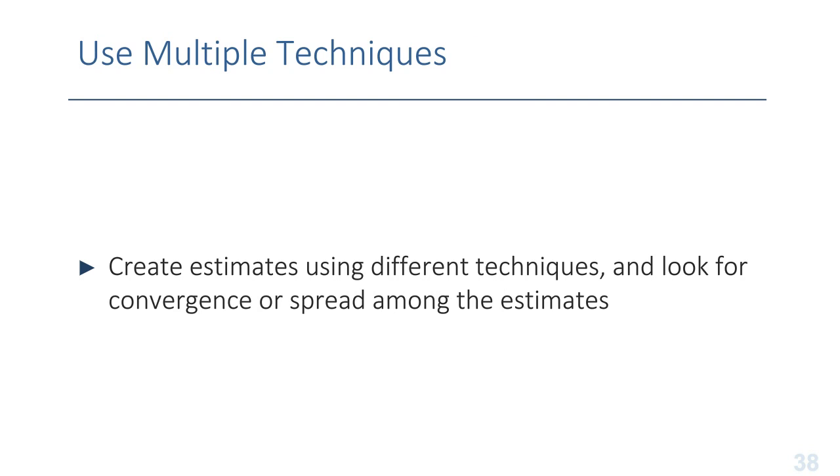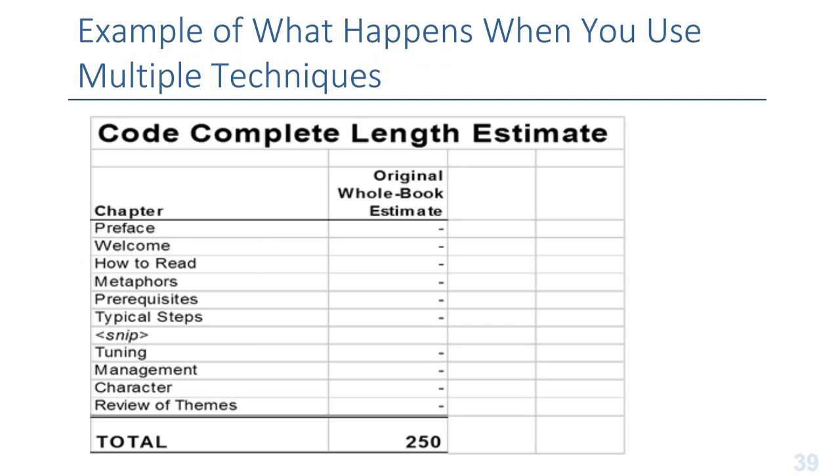Another counterbalance to this idea is to use multiple techniques. And a lot of times what happens is if we're carrying around an idea in our head of how big an estimate for something is, and then we do an estimate one way, then we think, oh, that can't be right because it's so much bigger than my expectation, it must be wrong. And that, in fact, is what I did with my Code Complete project.